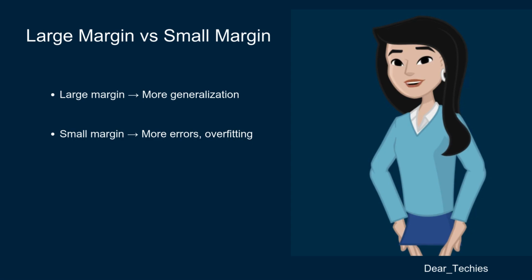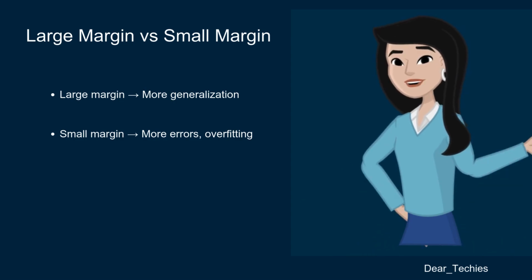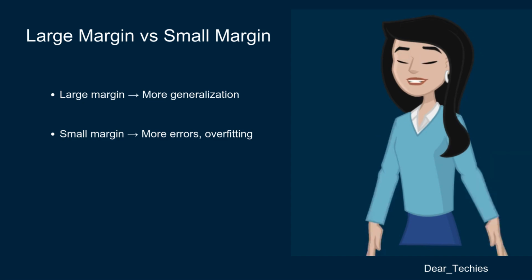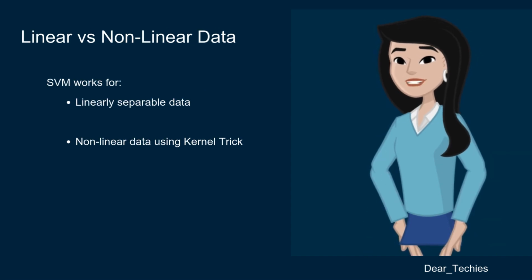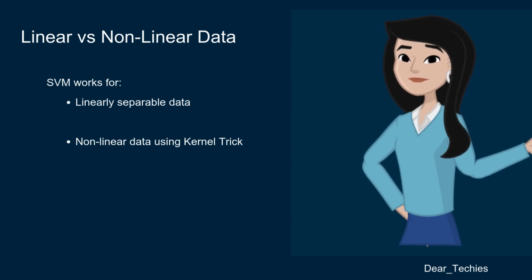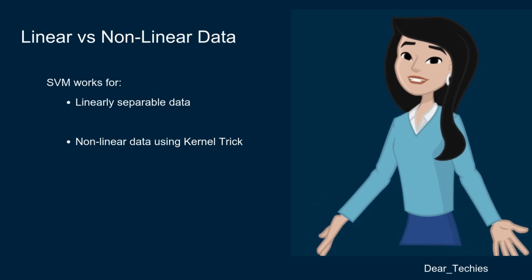A large margin means the algorithm is more confident and generalizes well to new data. A narrow margin usually means the model is tightly fitted to training data and may overfit. SVM works very well when data can be separated using a straight line. But even if data is not linearly separable, SVM can still handle it using something called the kernel trick.